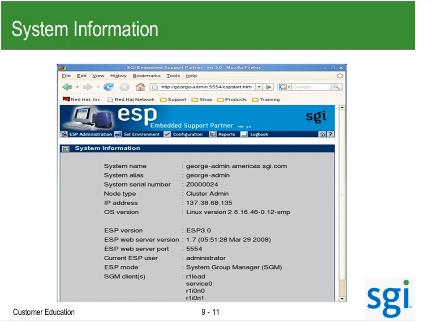Now ESP is tied to every host in the cluster, and they're all sending information to the admin node. So all the other nodes are what are known as system group manager clients. And the admin node is what is merging all of the ESP information into one log and one report. Also note the serial numbers in here.